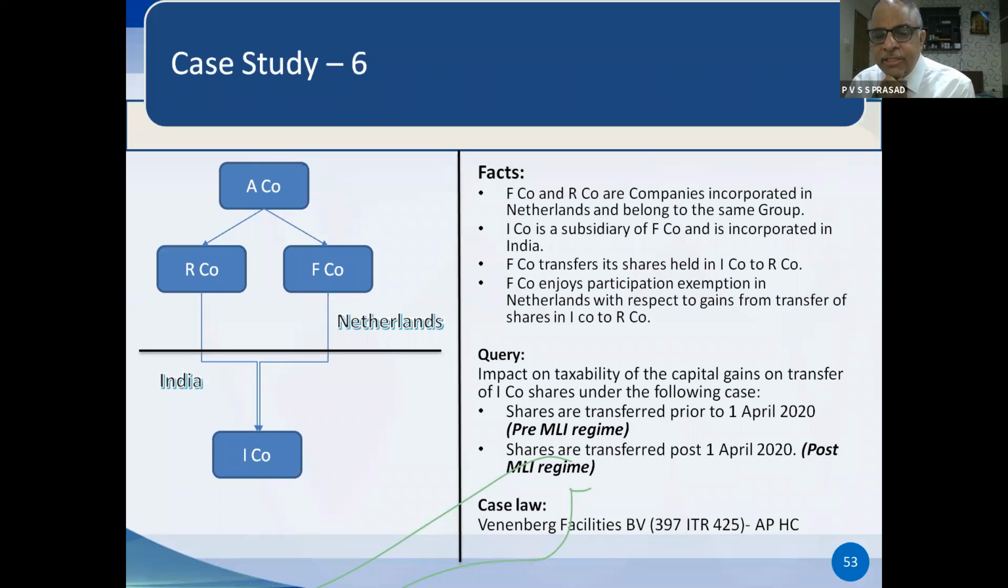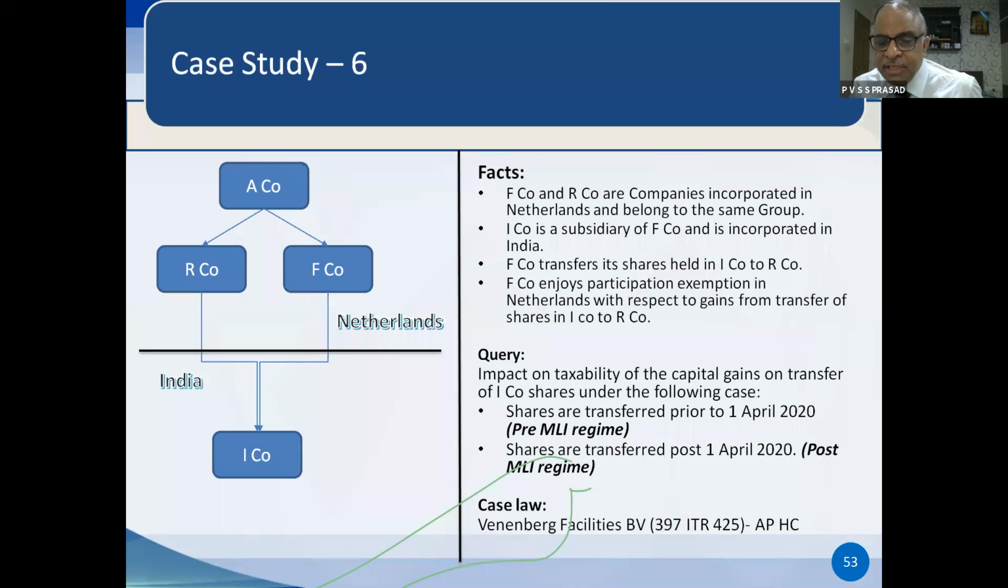And then the last case study is, this is again one agreed upon provision in the India-Netherlands tax treaty. In this case, F company in Netherlands is holding shares in an Indian company. F company sells its investment in I company to its group company, R company. See, the India-Netherlands tax treaty carries a provision. If at all there is a restructuring in the same group, where one company sells its investment to another company, such investment should not suffer tax in the source country, that is India.